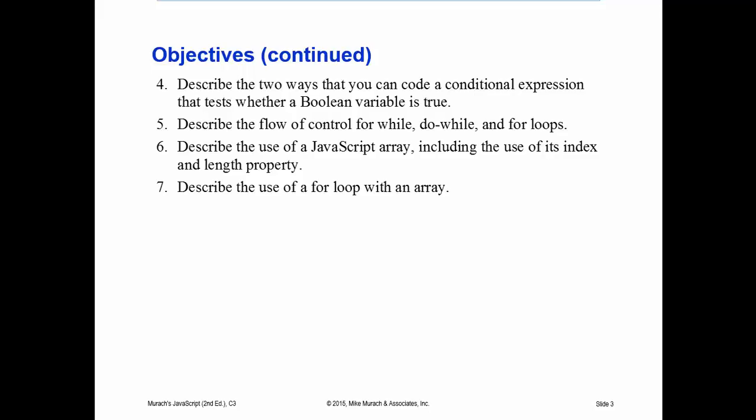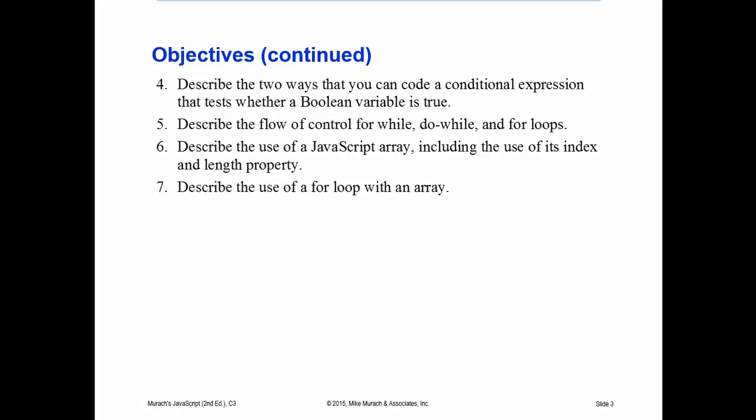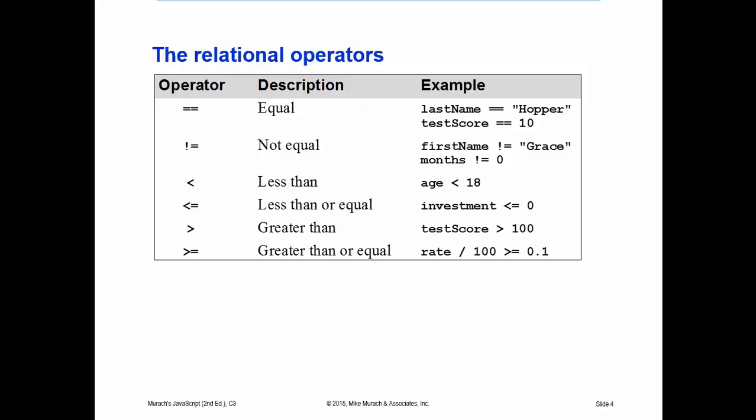Describe the flow of control of a while, do while, and for loop. Describe the use of a JavaScript array, including its use for an index and length property. Describe the use of a for loop in an array. All right, this is a big chapter, and there's a lot of stuff in it. Not voluminous as far as the size, but okay, this is what I'm going to do.